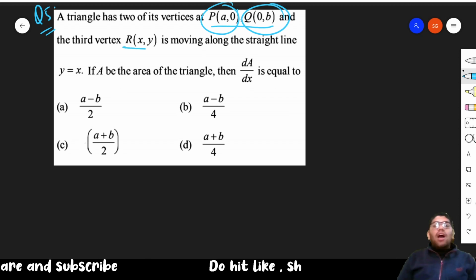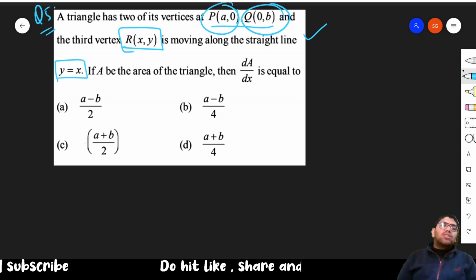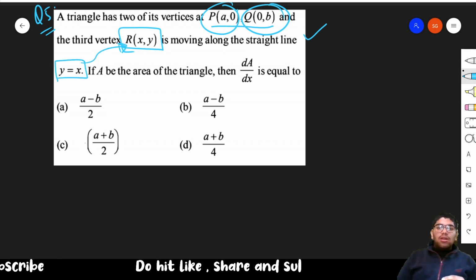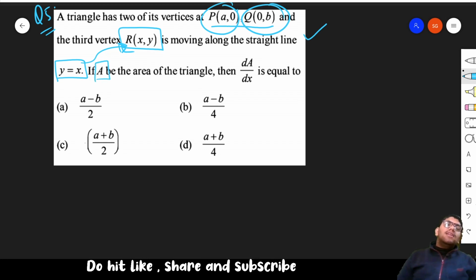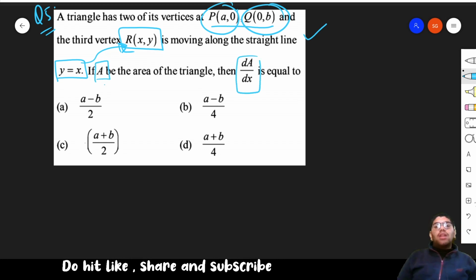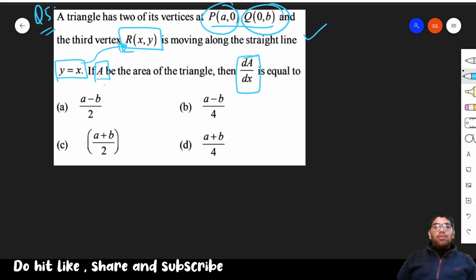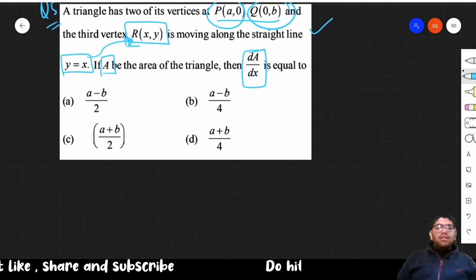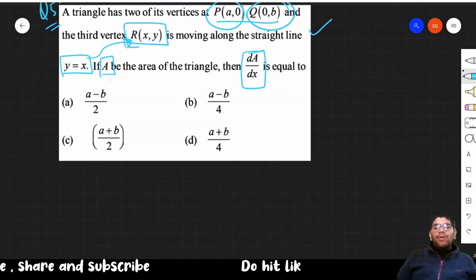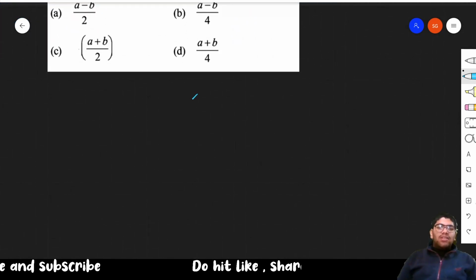And the third vertex r x comma y is moving along the straight line y is equal to x. So this gave us an expression in x and y. Now we have been given that if A is the area of the triangle, then I have to calculate the value of dA by dx. So this is a nice problem indeed, and this is in between JEE Main and Advanced, I don't call it an advanced problem. This is a very simple problem because I actually find it very simple.